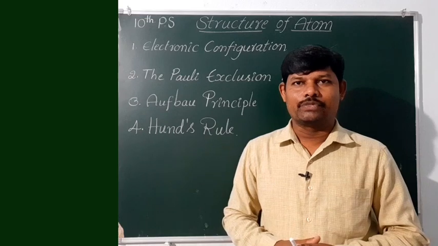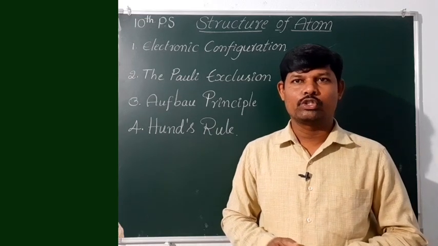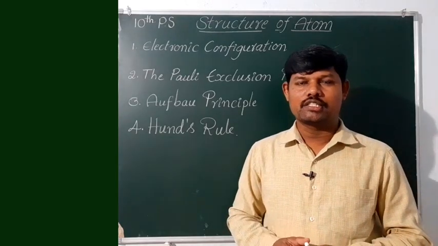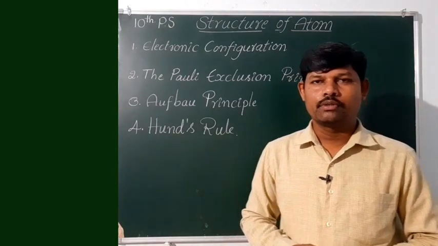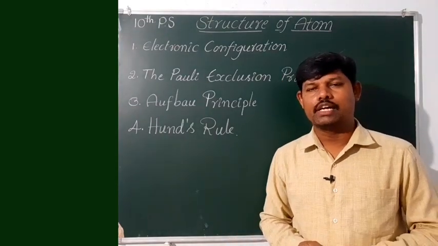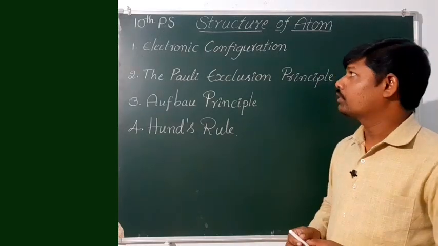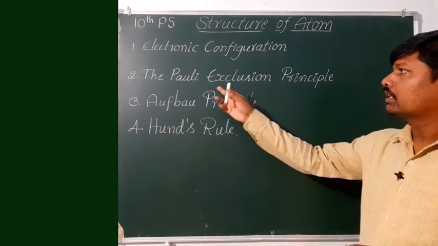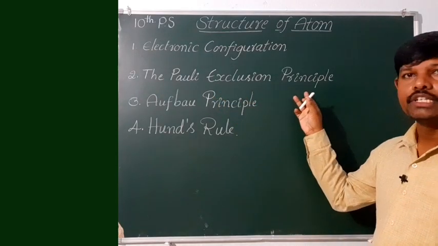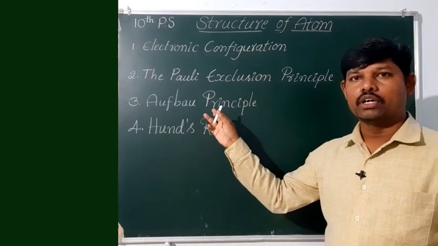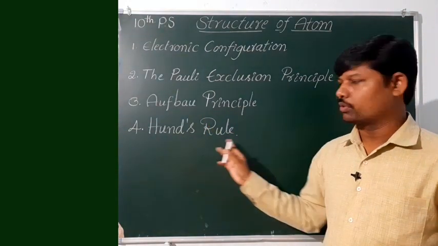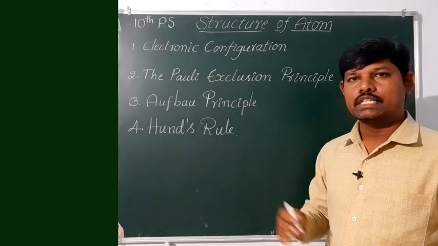So we are discussing 10th class physical science chapter structure of atom. This is the last part of the structure of atom. In this class we will discuss electronic configuration, Pauli's exclusion principle, the third one Aufbau principle, and the fourth one Hund's rule. Let us discuss one by one.